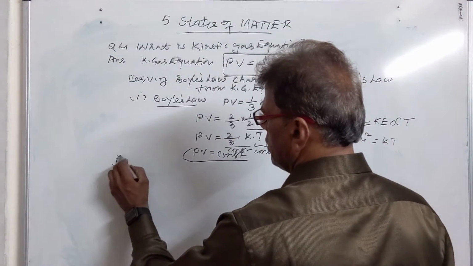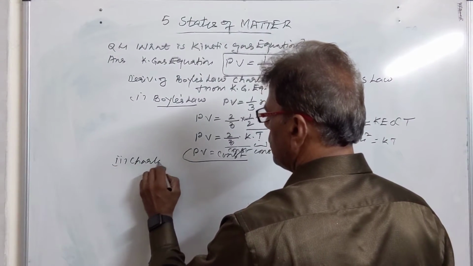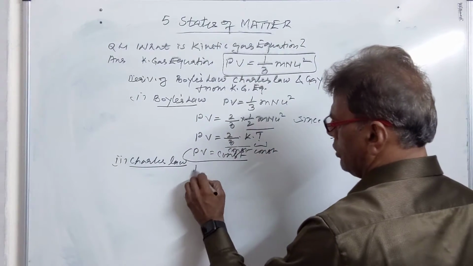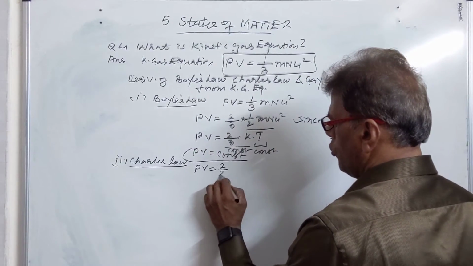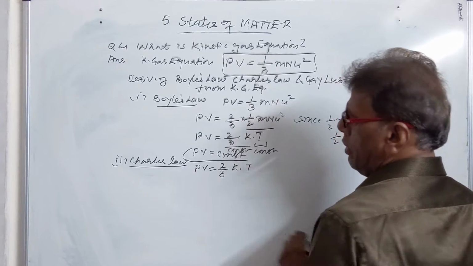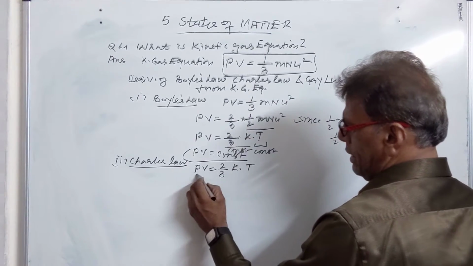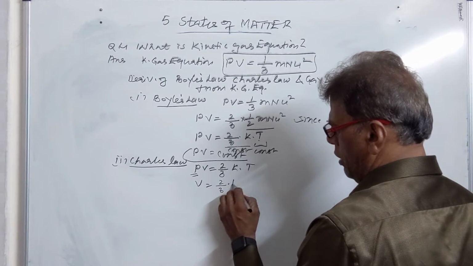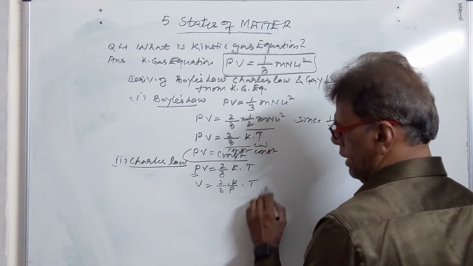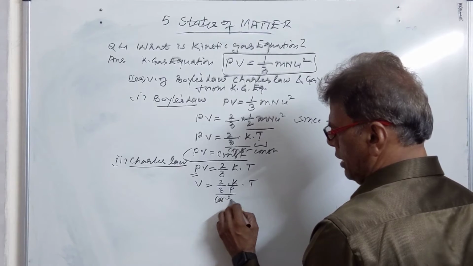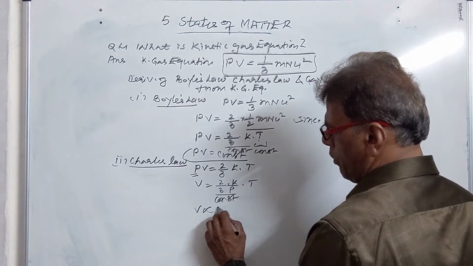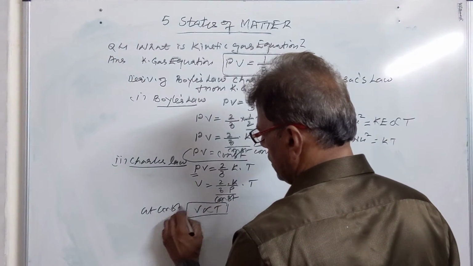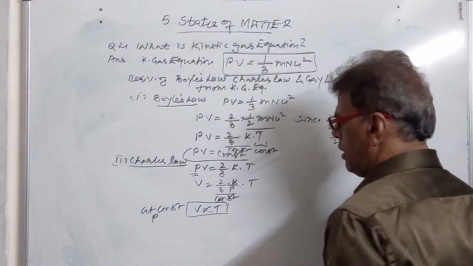Then we come to Charles' law. We'll come up to this step. First of all, PV is equal to 2 by 3 kT. Now in Charles' law, pressure is kept constant. So bring pressure to this side: 2 upon 3 into k upon P. This factor is constant at constant pressure. So V is proportional to T at constant pressure. This is our Charles' law.